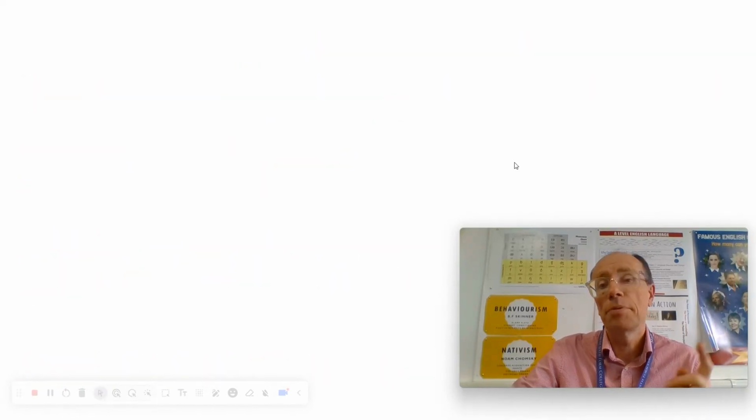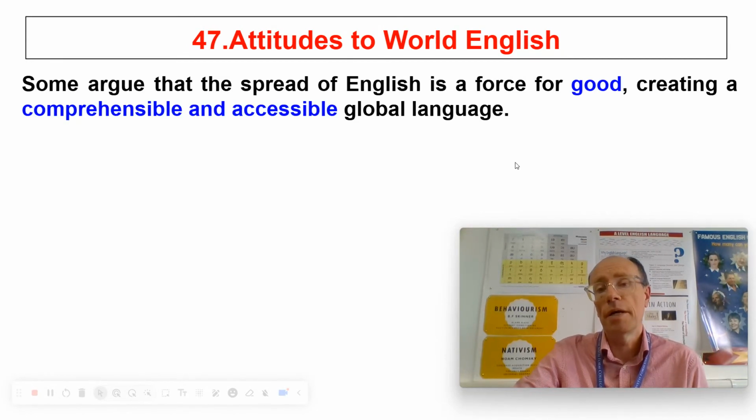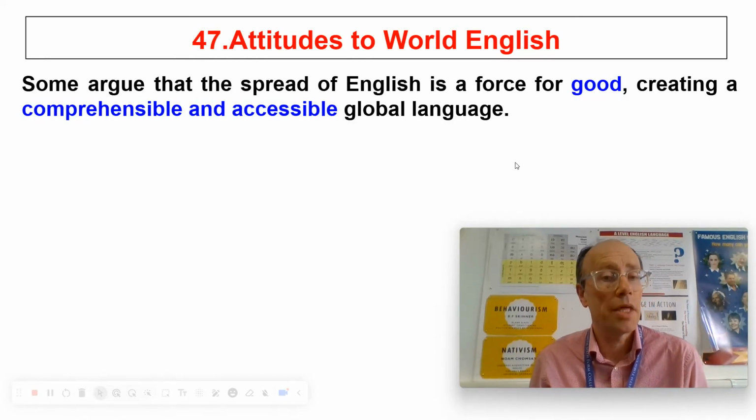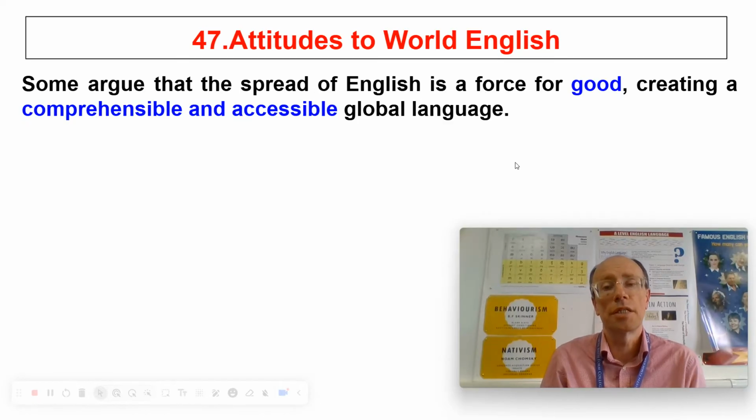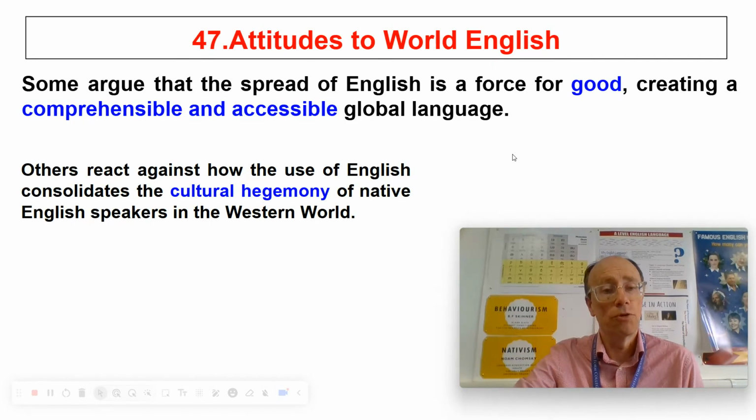We're now on to the penultimate language change concept. This is about attitudes to World English. How do we feel about English being so popular across the world? Some people are very keen. They argue that the spread of English is really good. It's a force for good. It creates a comprehensible and accessible global language, unlike some other languages which might have more complicated alphabet systems. It's using the Roman alphabet, and therefore it's straightforward.